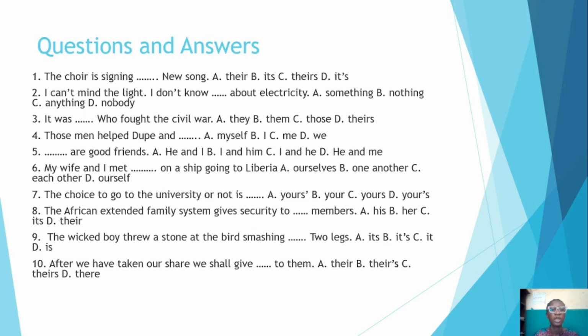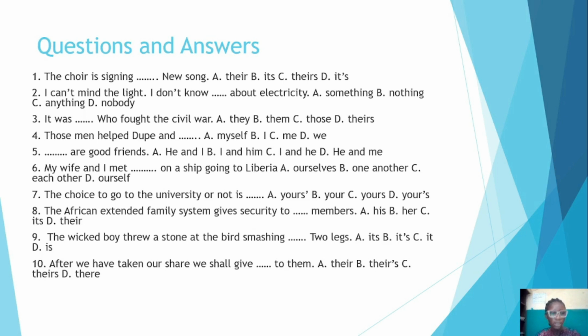Question 3. It was dash who fought the Civil War. Option A, they. Option B, them. Option C, those. Option D, theirs. The correct option is option B, them. It was them who fought the Civil War. And that is because we are to use an object pronoun. We are referring to the object. So remember that an object pronoun must be used objectively in a sentence.